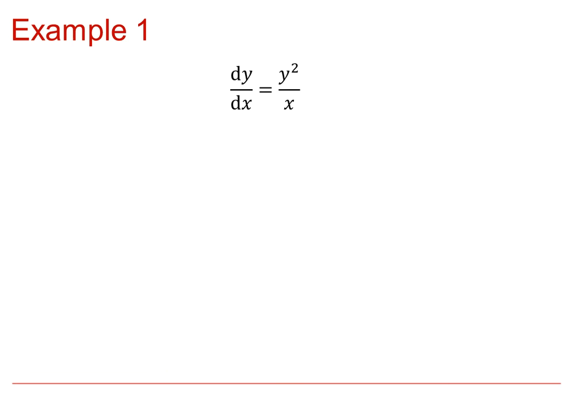You may already have come across this example, dy by dx equals y squared over x, in A-level mathematics. If we write this as y squared times 1 over x, we can see that we have two separate functions, h of y and g of x. We can therefore write this as 1 over y squared dy by dx equal to 1 over x.